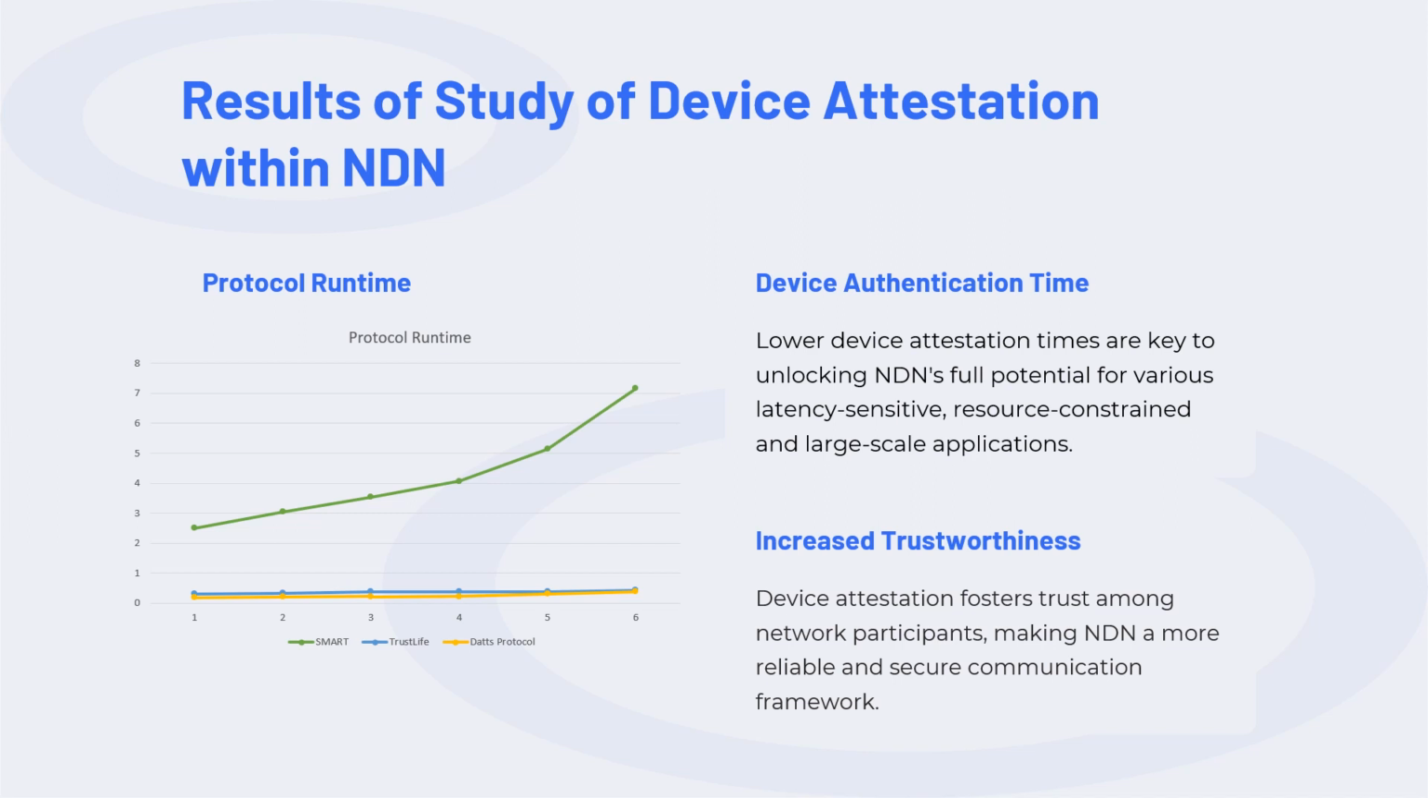Device authentication time is also analyzed. We analyze it by comparing the time with that of the SMART and TrustLife protocols. Attestation is a security measure that ensures a device is secure and trustworthy before allowing it to participate in network activities. In the device attestation time, it is shown that the DAX protocol gets the lowest time to authenticate compared to the other protocols. So, this result shows that device attestation fosters trust among network participants, making NDN a more reliable and secure communication framework.